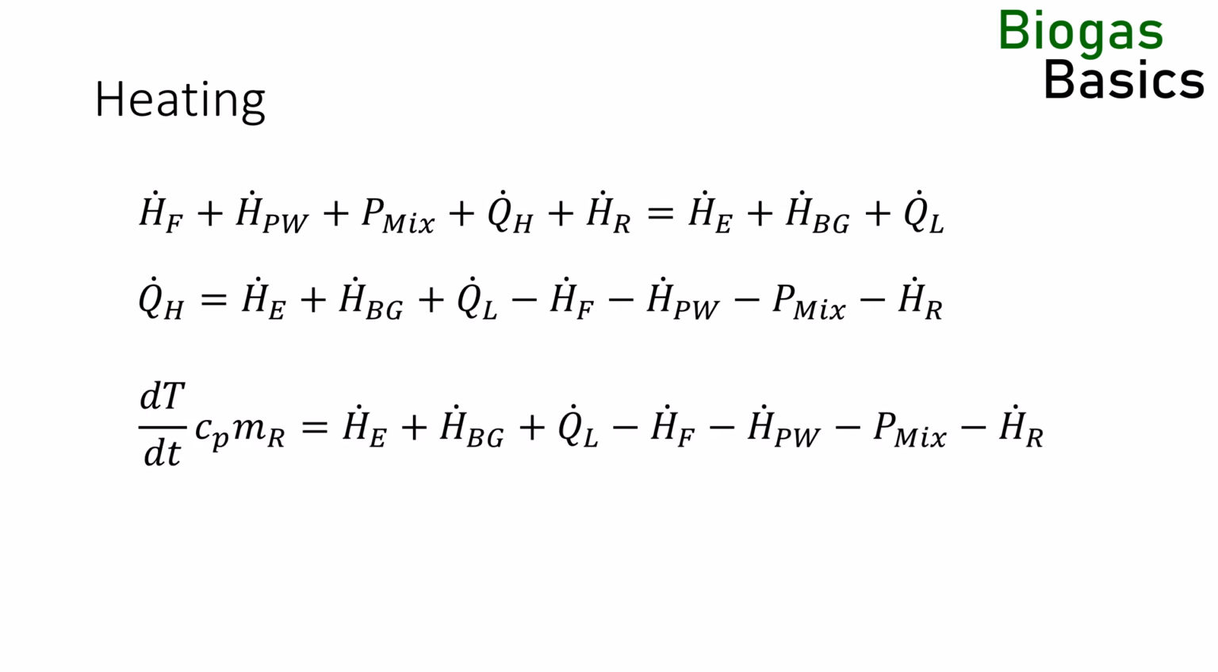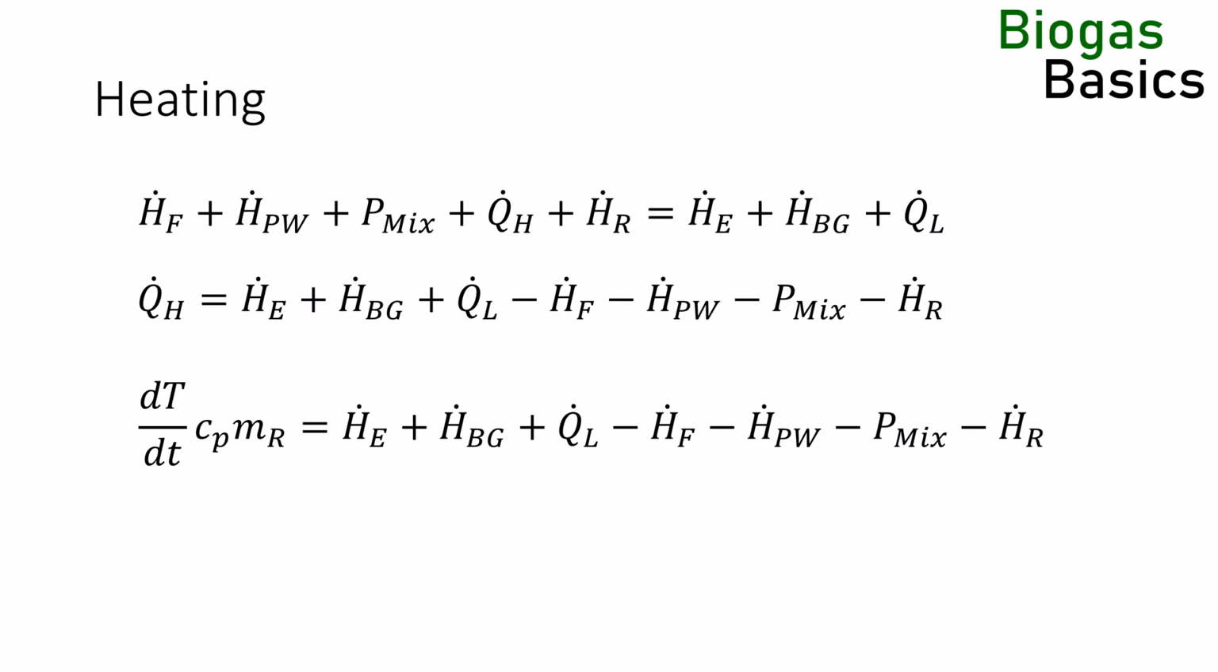The heating term is replaced with the product of digester heat capacity, digester mass, and the rate of temperature change, dT over dt. This form of the heat balance can be very helpful to assess additional heating or cooling demand of real digesters. If a digester slowly overheats or cools out, we can determine the additional cooling or heating demand by measuring the temperature gradient and multiplying it with the digester heat capacity and mass.